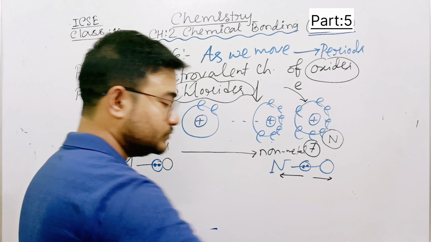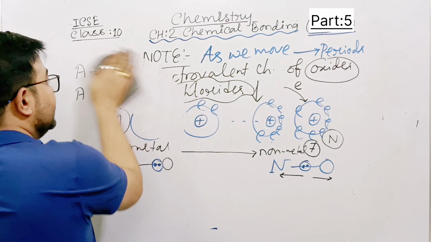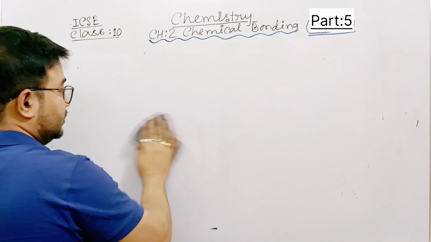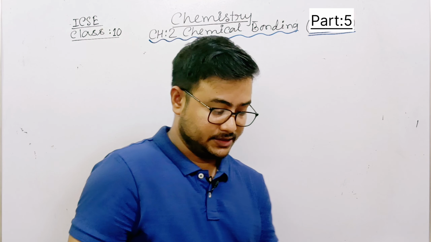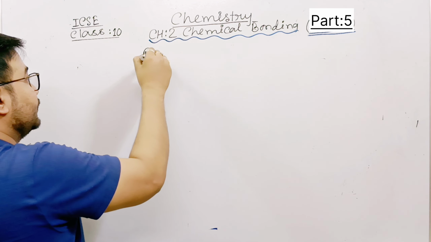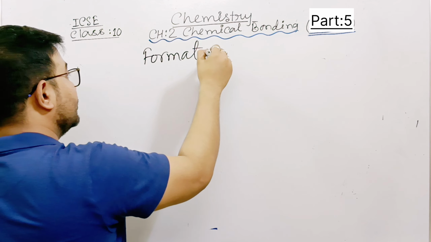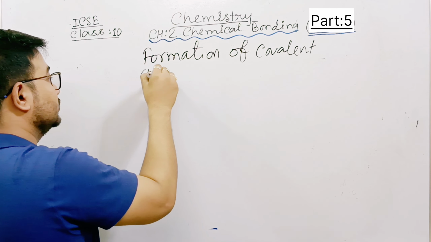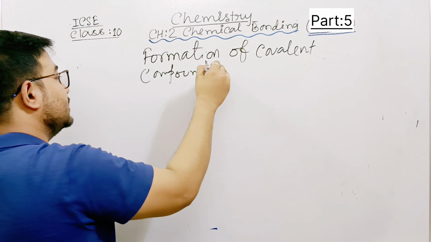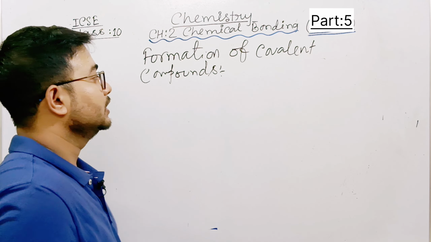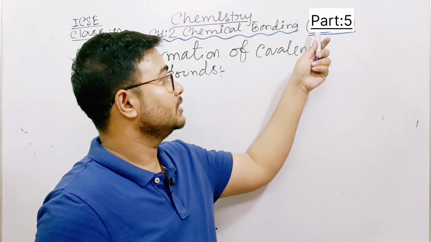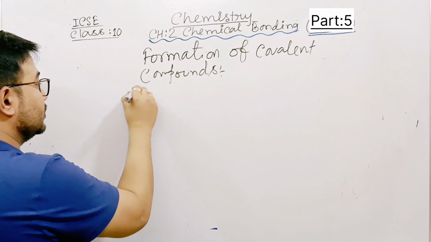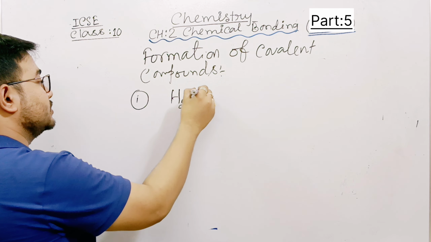Understand? Okay. Done. Now again, if you open your textbook, we have so many compounds. The heading is formation of covalent compound. We have so many examples. In this part I will discuss one or two examples, and the rest of the examples I will discuss in the part 5 video. Look at the board. According to your textbook, the first compound is hydrogen.